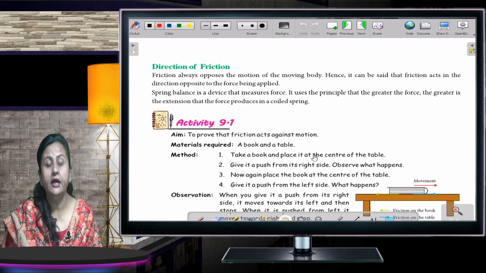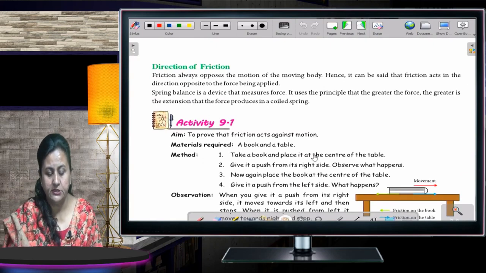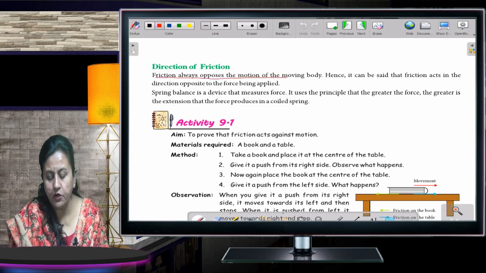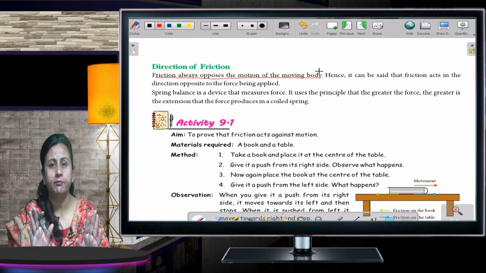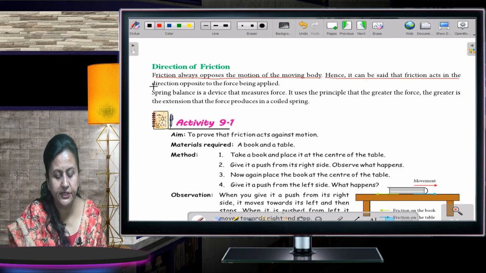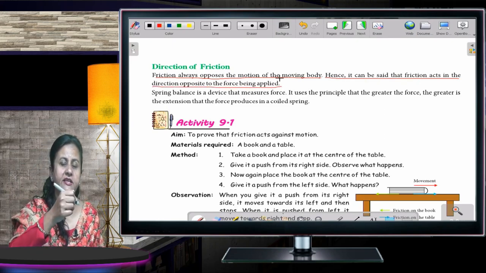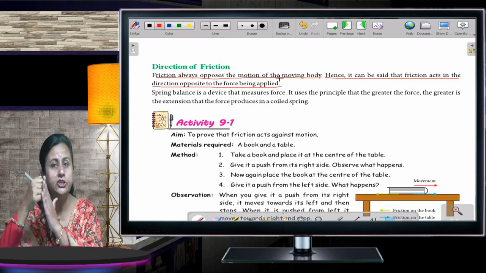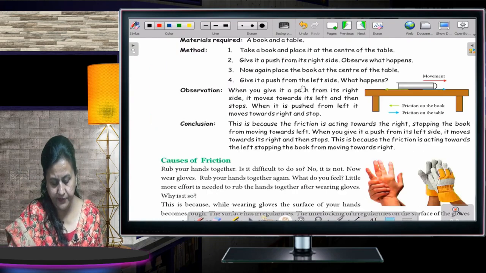See children, direction. In which direction does the friction work? Friction always opposes the motion of the moving body. In case the body is moving, what does the friction do? It stops the moving body. Hence it can be said that the friction acts in the direction opposite to the force being applied. If the force is being applied from this side, the friction will work from the other side. It will make the moving body stop. Fine. Now coming to the next one.